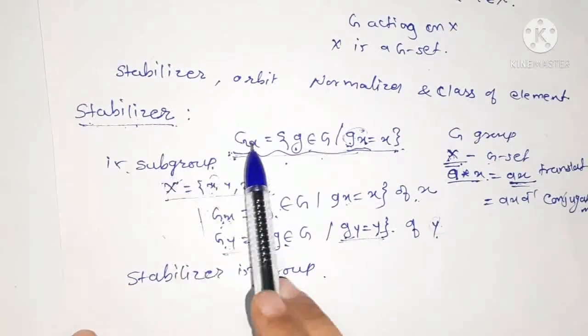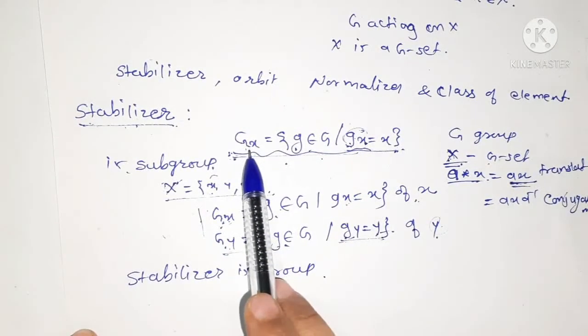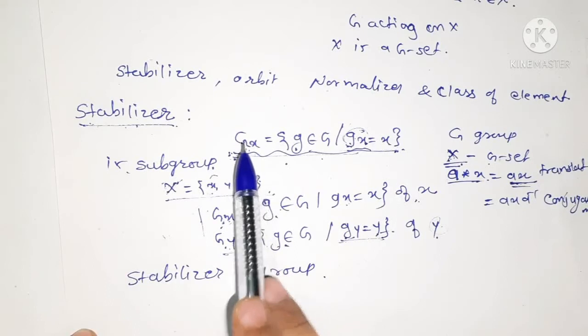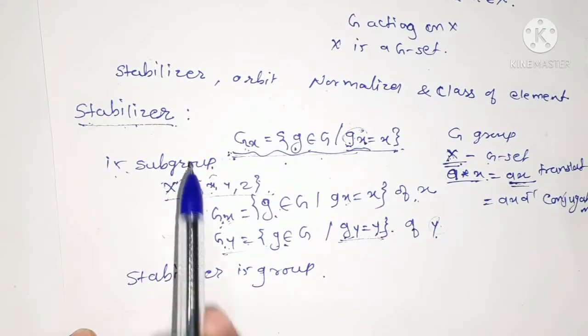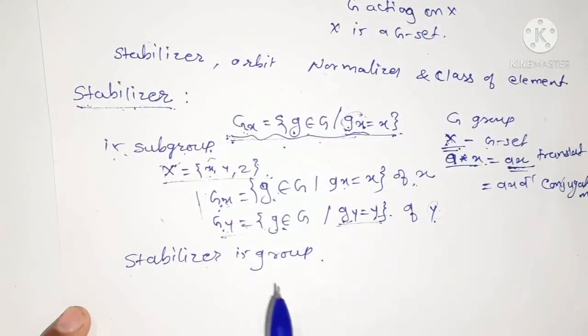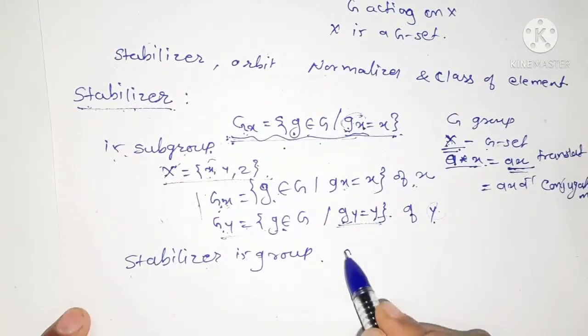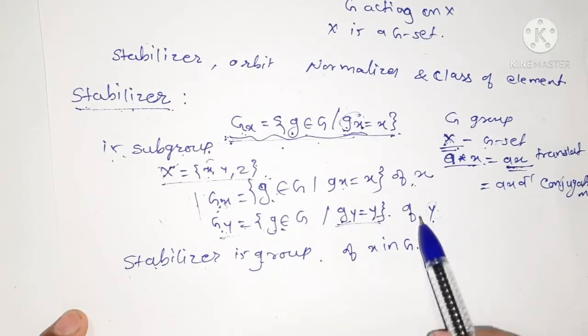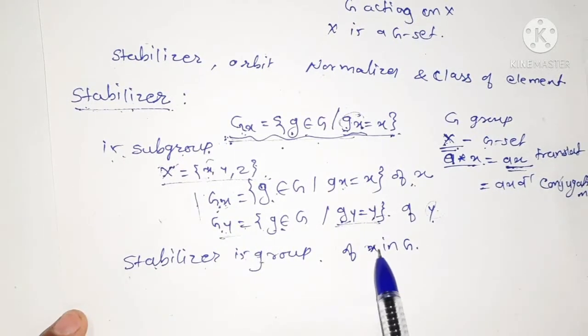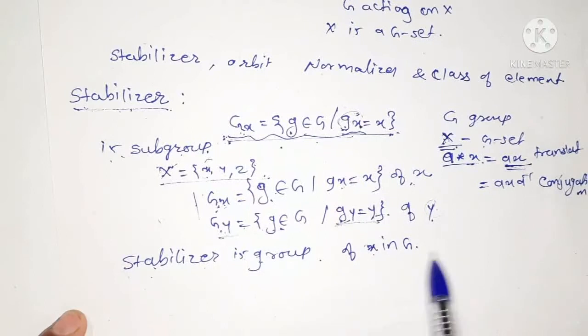Now we can easily see that this G_x, the stabilizer, is a subgroup. And since it is a subgroup, the stabilizer is a group, a subgroup of G. Since it is the stabilizer of x, it is a subgroup of G.